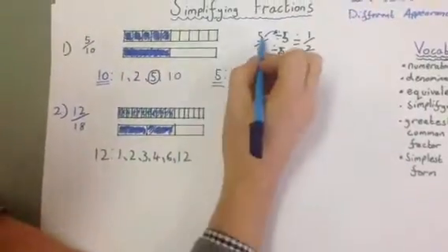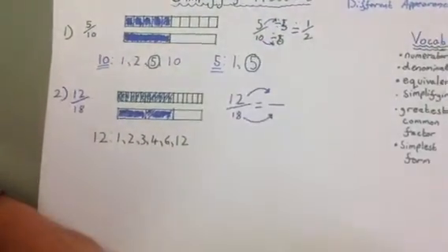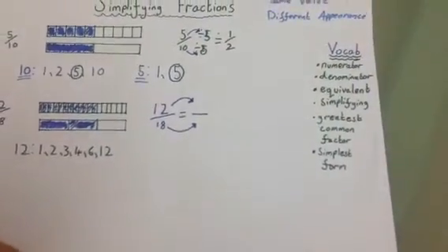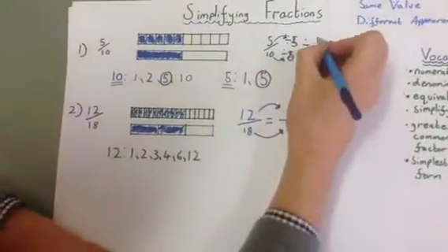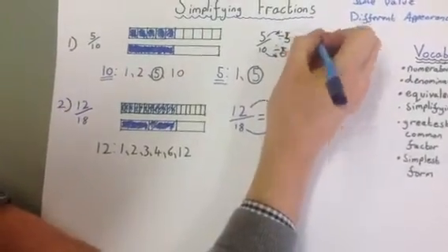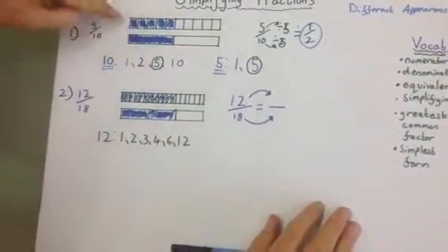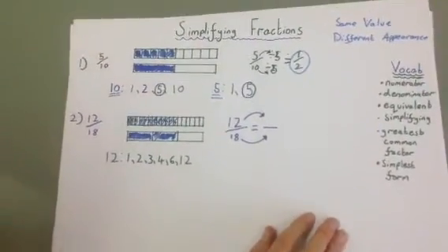And then if you divide the numerator and the denominator by the same, remember what we said in the last video, whatever you do to the top you must do to the bottom. 5 divided by 5 is 1, 10 divided by 5 is 2, so the simplest form is 1/2. And that's exactly what we've seen in our bar. Let's have another look at another one.